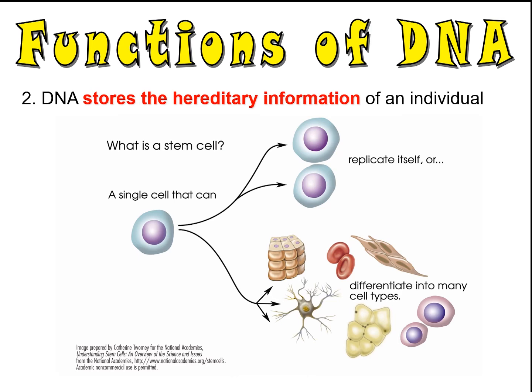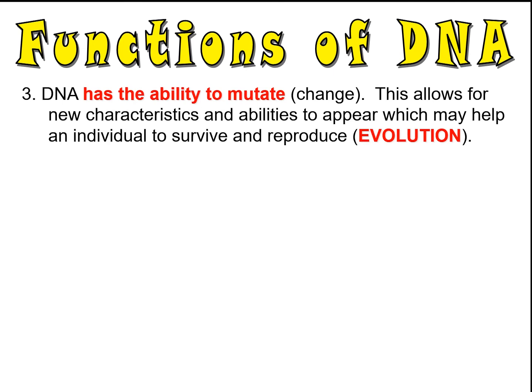Third function of the DNA is that it allows new characteristics and abilities to appear which may help an individual to survive and reproduce. So that alteration or modification of new characteristics and abilities is what we call evolution. Okay? So DNA has the ability to mutate or change. So, for instance, that particular cell produces a specific kind of protein for a particular function of that cell type.